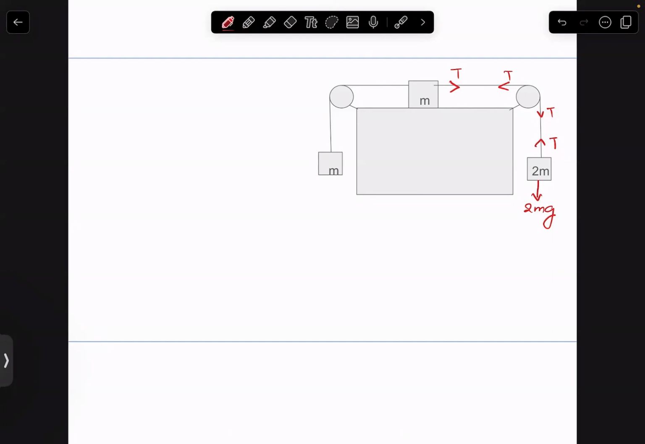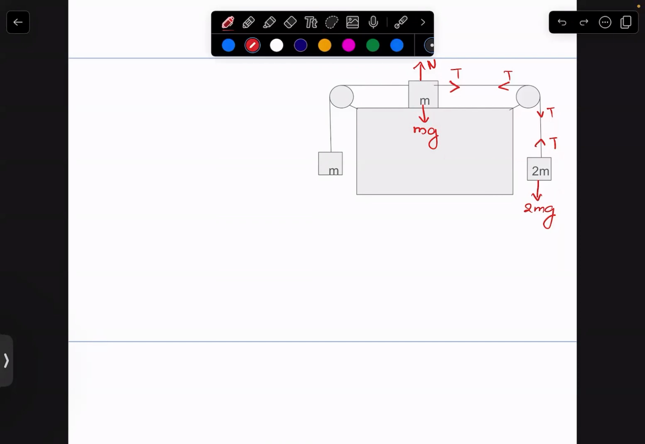Then here again there is this block M. The weight will be acting downwards, that is mg, and the normal reaction force will be provided by the surface to the block. And again, this whole system is going downwards with an acceleration A, right? I'll use another color. So this whole thing is going downwards with an acceleration A, so this string will also accelerate with acceleration A, and this block will also move towards the right with an acceleration A.